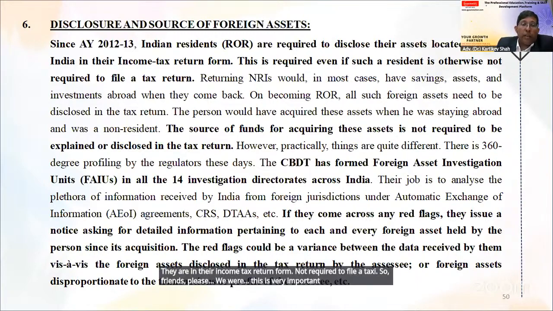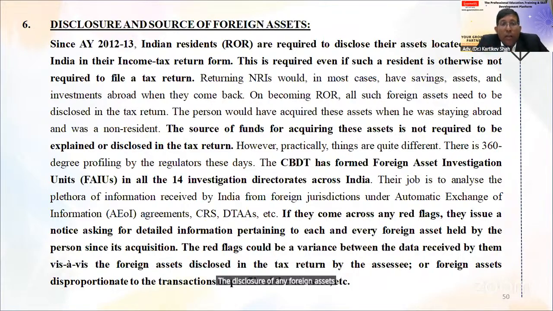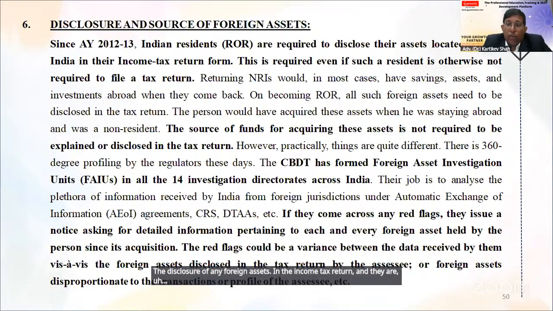Even the Income Tax Department has issued an advisory video on their YouTube channel, and now they are very serious about the disclosure of any foreign assets in the income tax return, and they are connecting it with the Black Money Act, and they are charging heavy penalties if you are not disclosing. So we are seeing what kind of disclosure we have to do.